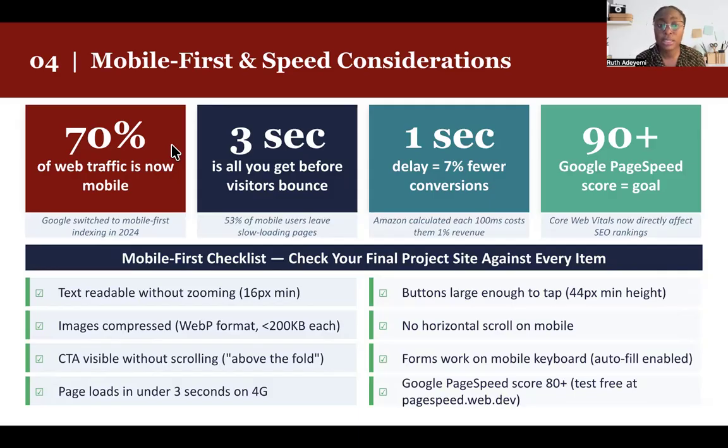Make sure your call to action is visible without me having to scroll. I can clearly see it. Follow the 3-second rule. Make sure your buttons are large enough to tap. I've given you the point sizing there. Make sure there's no horizontal scrolling on mobile. Let everything be vertical.